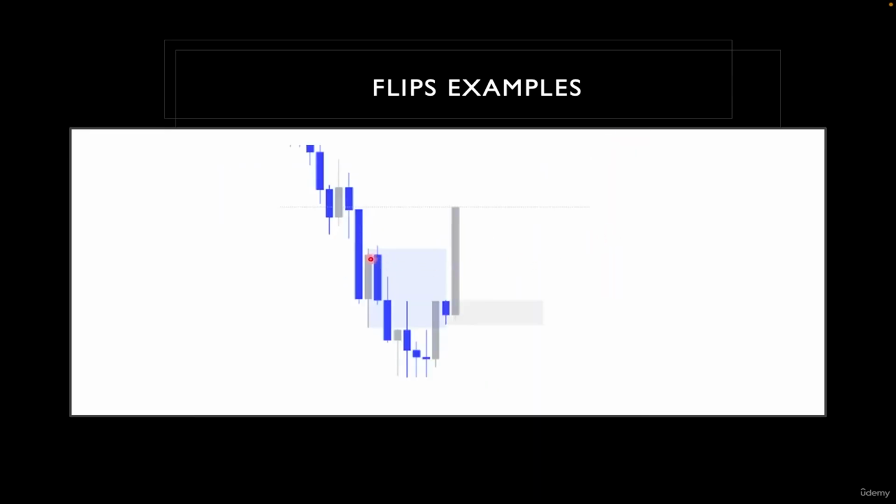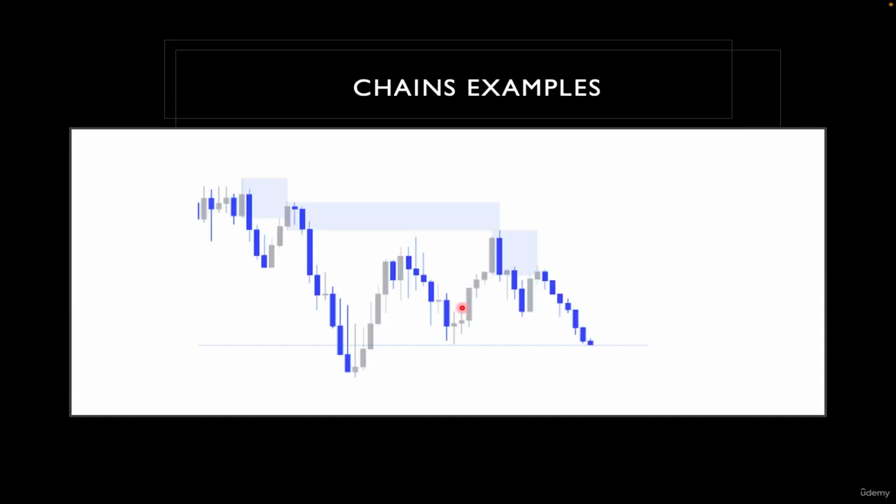And then one more. We have this big order block here. Two reactions, one reaction, two reactions, and then a break. So this flip here is where demand or buyers took control. Let's have a look at a few chains.